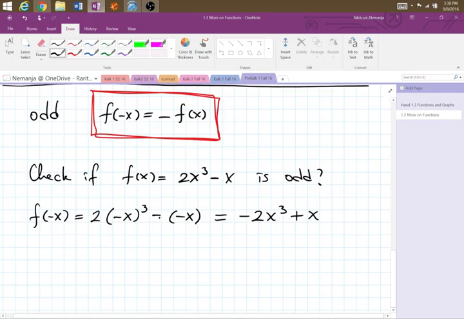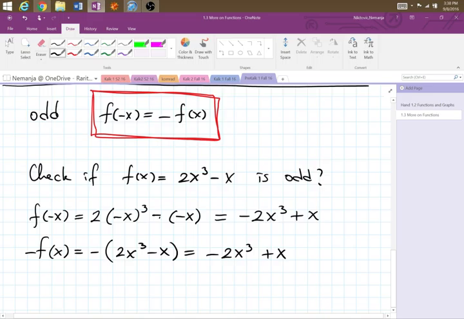Now we want to compute the right side. Right side is going to be a little bit easier because you apply minus to the entire function. So now, distribute the minus, and we get negative 2x cubed plus x.